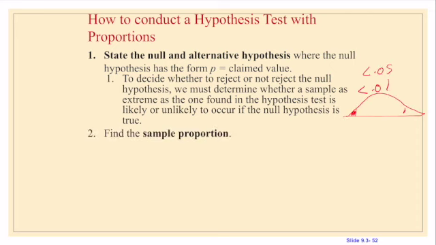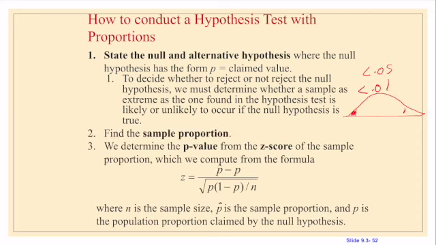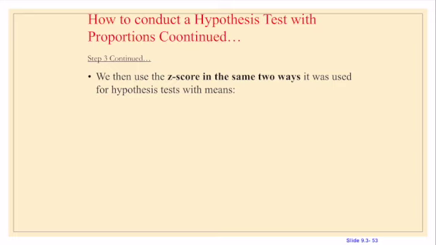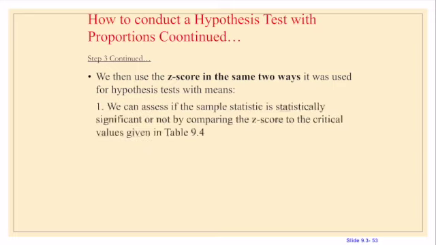So we take our data, find the sample proportion, then we're going to calculate our Z-score for our sample. Remember, this is how we calculate the Z-score for population proportions, a little bit different than population means. We use the Z-score the same way it was used with means, right? And we can compare that to a critical value table or the Z table. This is what I recommend, going to the Z table. This is what Miss Miller recommends.